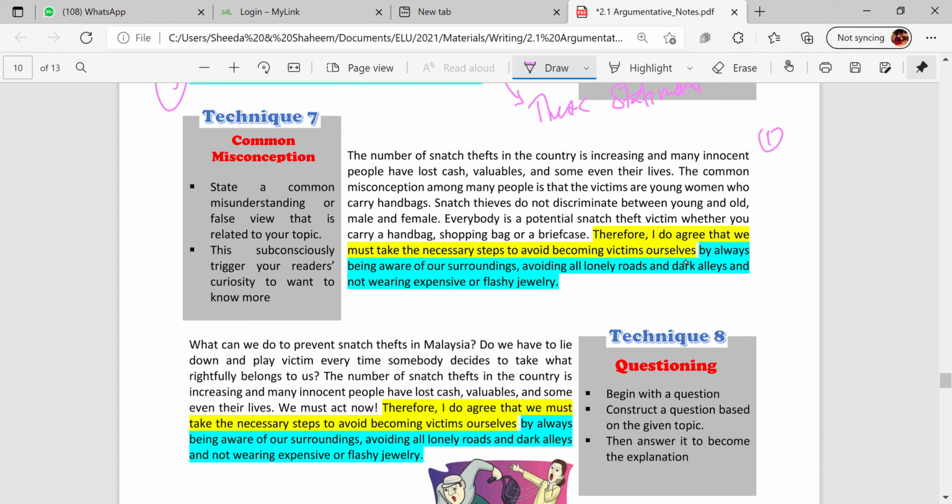Now this is entering the common misconception, which is technique 7. Okay, and then straight away entering the stand and then your thesis statement. So simple. If you're able to have a false view of the topic, yeah, it does trigger curiosity among your readers.